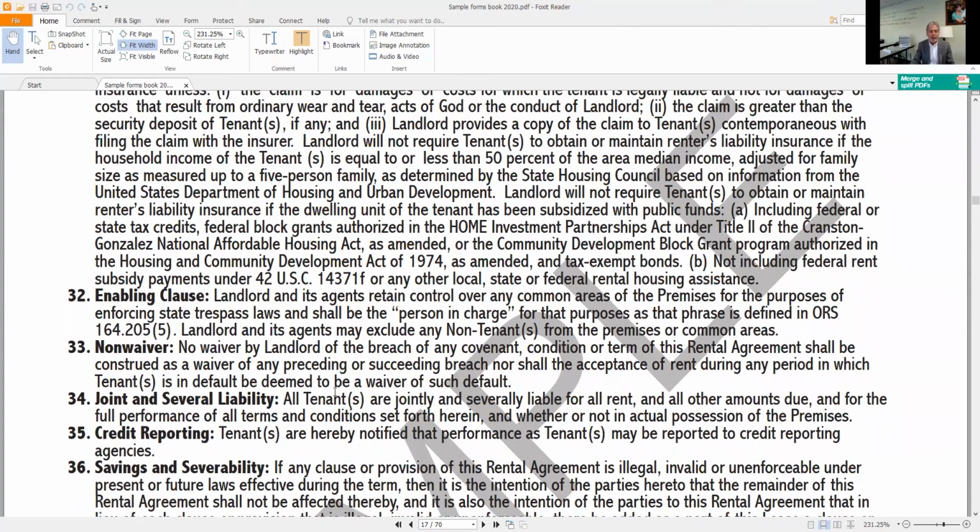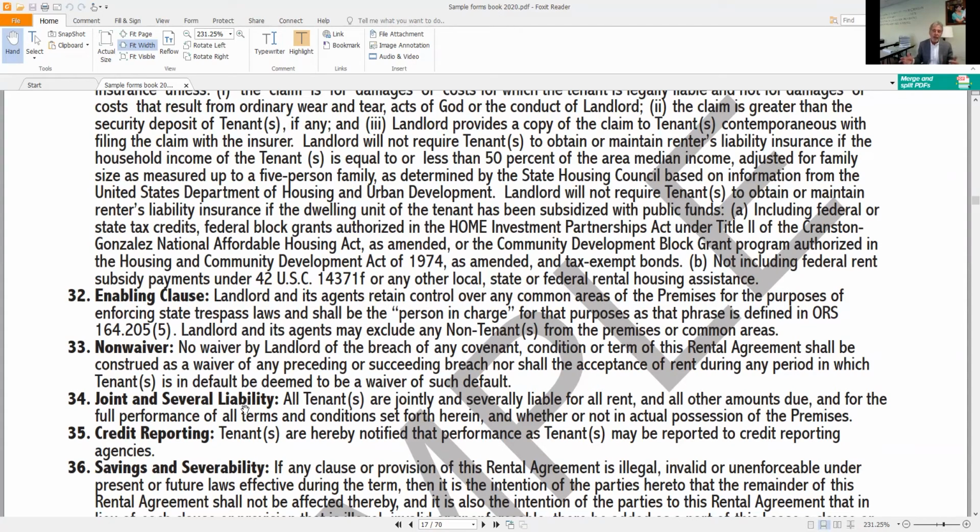Non-waiver is, succeeding breaches which shall be accepted rent during any period in which the tenant is in default. So if the tenant owes you money, they still owe you money. Joint and several liability, when there's multiple tenants, roommates, it's one equals all. So if one moves out, basically they're all saying they're moving out. If one owes you money, they all owe money.